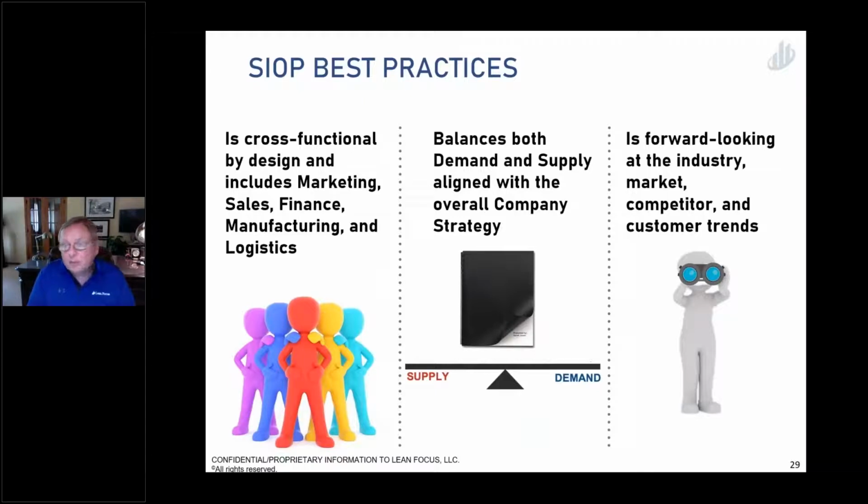Another question comes up: is it forward-looking? You're looking at the customer trends, the market, competitors. A lot of data analysis and forecasts, you want a statistical forecast, but you also need to know what the trends are and what the customer is saying, information that people in sales and marketing are probably more aware of, to make sure that's all balanced into it, creating a good demand plan.